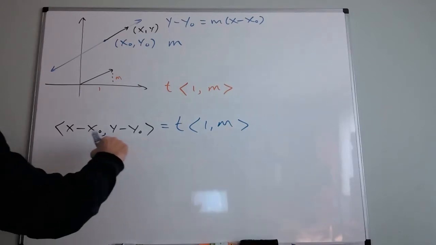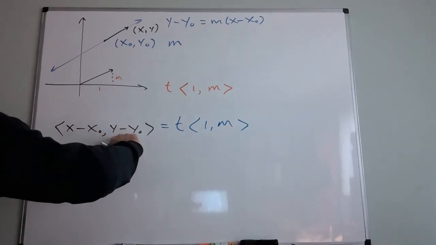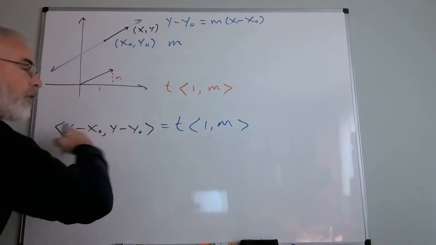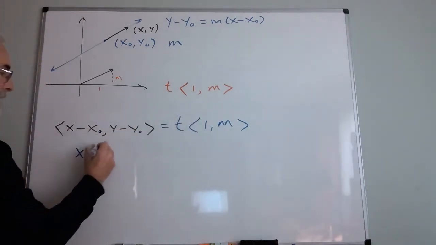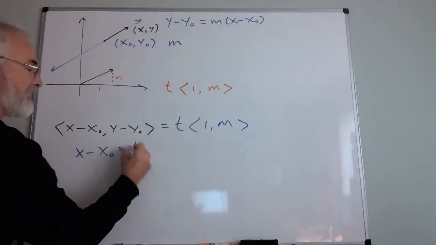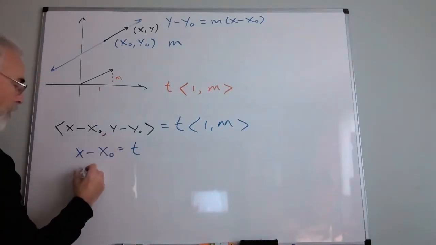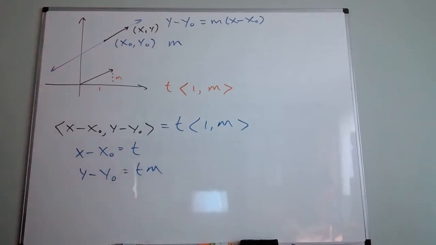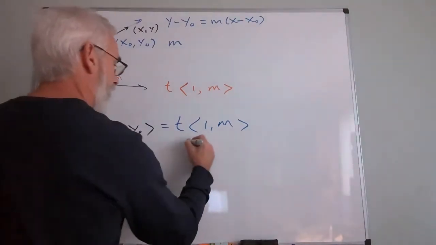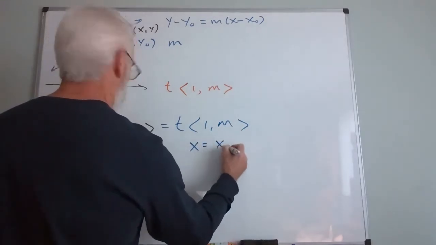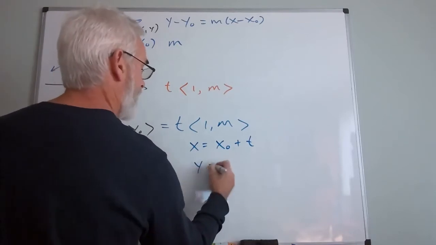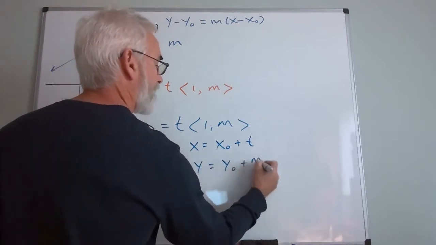Well, one way of thinking about it is if I replace y minus y naught with m times x minus x naught, then I will get exactly this statement right here. So now equate the positions. X minus x naught equals t times 1. Y minus y naught equals t times m. And then from there, I would get x equals x naught plus t, y equals y naught plus mt.